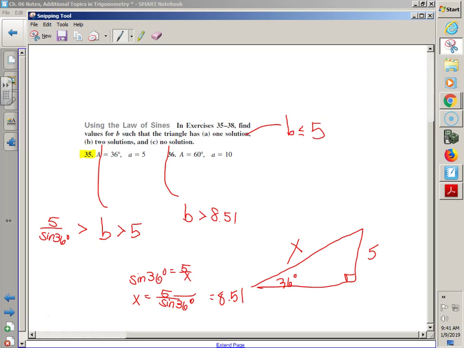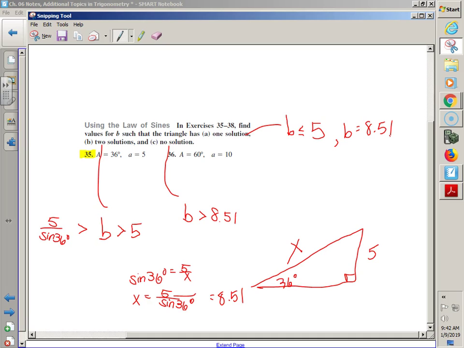See how the right triangle kind of tells us everything? If we take these pieces of information, set up a right triangle, we know the shortest distance. And if this side works for the shortest distance, I have just one triangle. If this side is shorter than that, I can swing in and swing out, as long as B doesn't go less than 5.